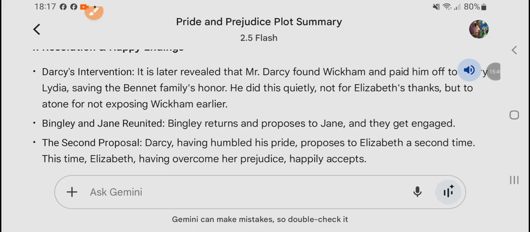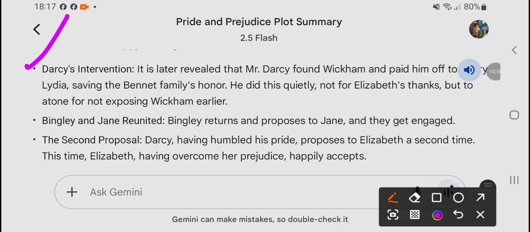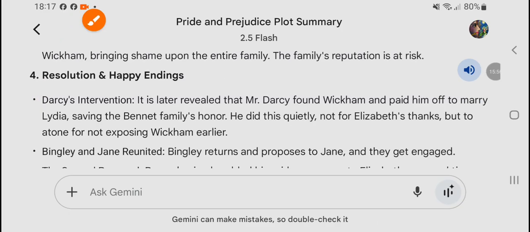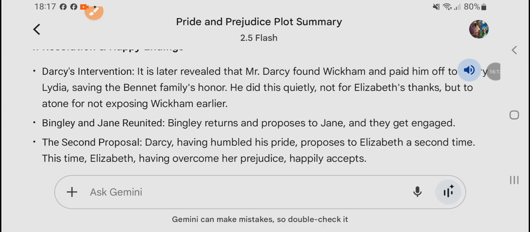So now what happened? Resolution and happy ending. But finally everything is fine. Why? Because of Darcy's intervention. It is later revealed that Mr. Darcy found Wickham and paid him off to marry Lydia. So Mr. Darcy secretly and silently paid Mr. Wickham and convinced him to get married to Lydia, saving the Bennet family's honor. This way, the Bennet family's risk is removed and the Bennet reputation is saved.